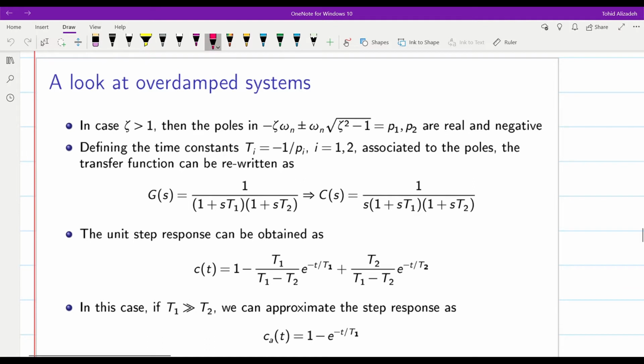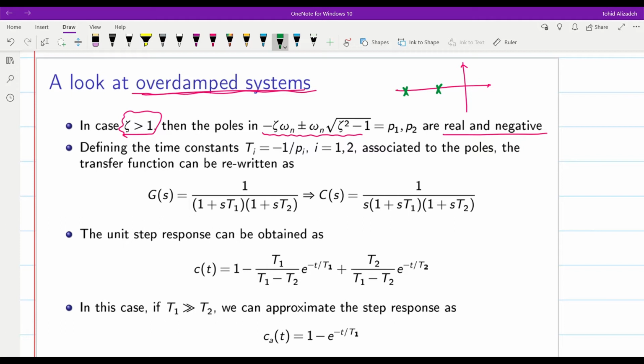In the case of overdamped systems, we know that the poles of the system are located at minus zeta omega n plus or minus omega n times the square root of zeta squared minus 1, and both of them are real and negative. This happens for zeta bigger than 1. So something like this, as an example: we have one pole here and the other pole over here. This is the overdamped case.